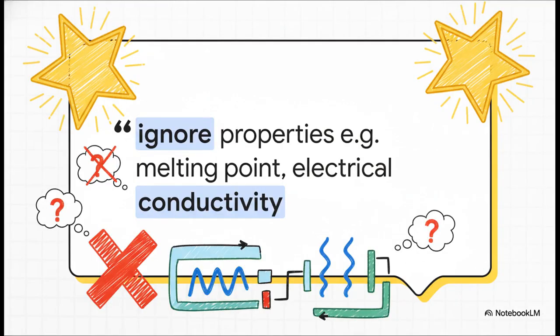Now, here is a golden tip, straight from the mark scheme itself. Notice how it says to ignore properties. The question asks you to compare structure and bonding, not things like melting point or if it conducts electricity. Talking about those things won't get you any extra marks, and it'll just waste your time. Stick to exactly what the question asks for.